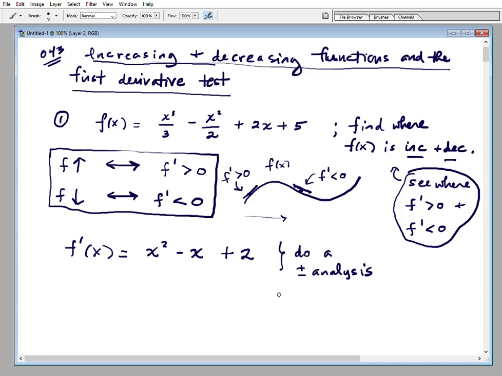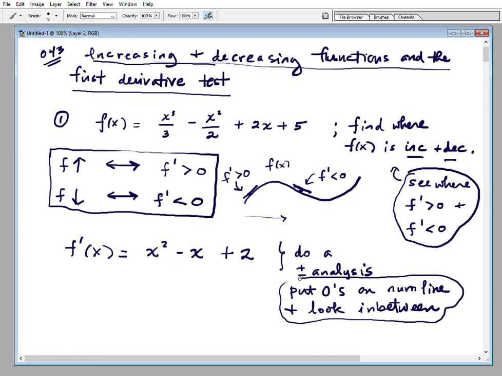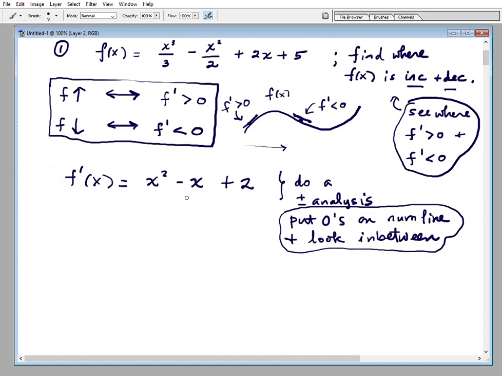Okay. We're going to put the zeros on the number line, put where this is equal to 0 on the number line. Put zeros on number line. And look in between the zeros to see if it's positive or negative. Okay, so that basically outlines the plus-minus analysis. If we have a denominator, we have to put zeros of numerator and denominator on the number line. So we'll have an example like that as well. But anyway, let's just see where this is equal to 0.